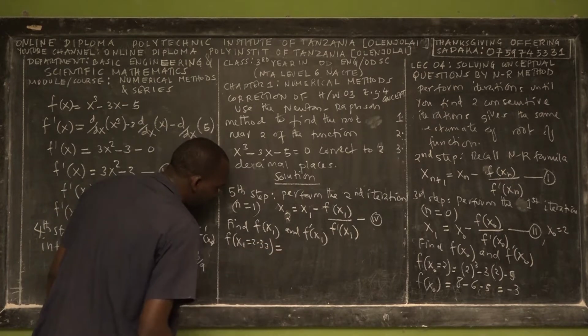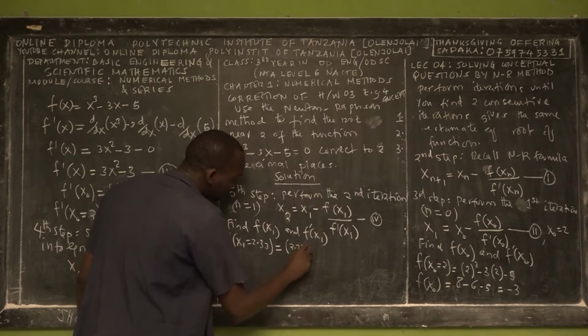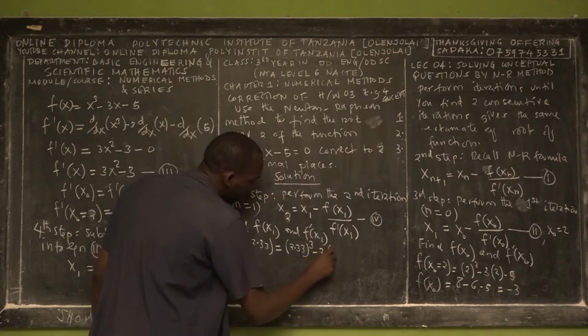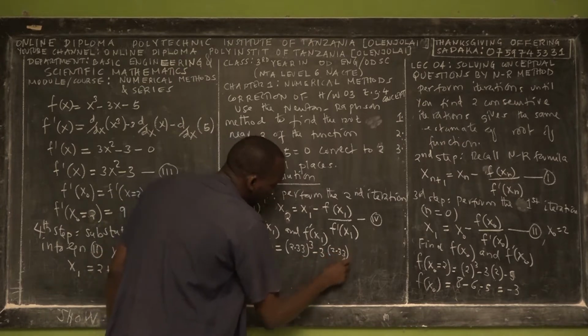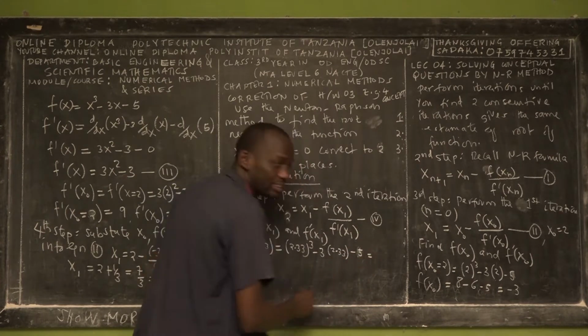You should have your scientific calculator. Then the given function is x cubed. So we have 2.33 power 3 minus 3 times 2.33 minus 5. So use your scientific calculator.